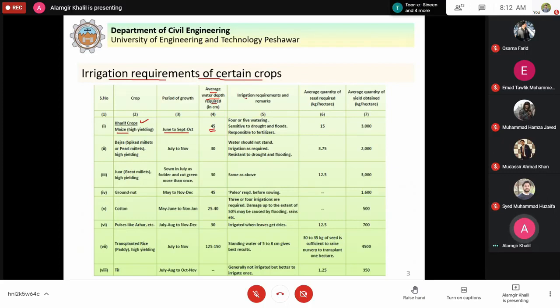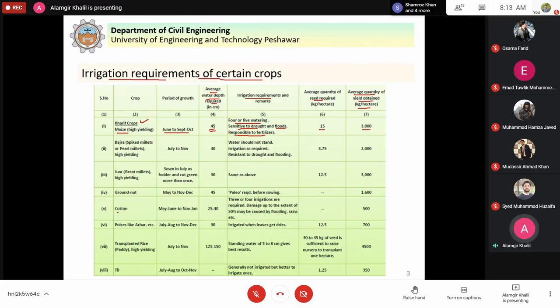Irrigation requirements: 4 or 5 waterings, and it is sensitive to drought. If less water is available, this crop is very sensitive to that. On the other side, if floods occur, again it will cause damage to maize. It responds to fertilizers. The average quantity of seed required is 15 kg per hectare, and the average yield obtained is 3000 kg per hectare. So this is general information regarding maize.